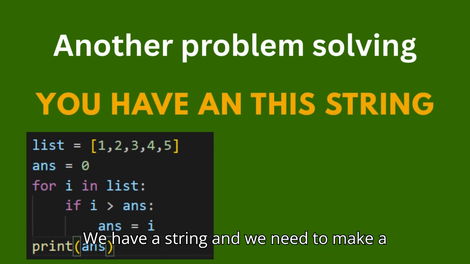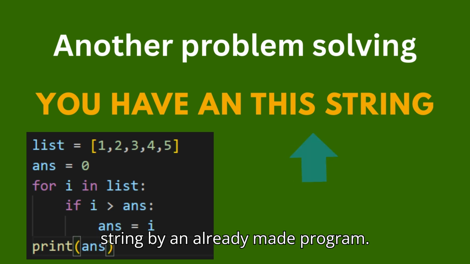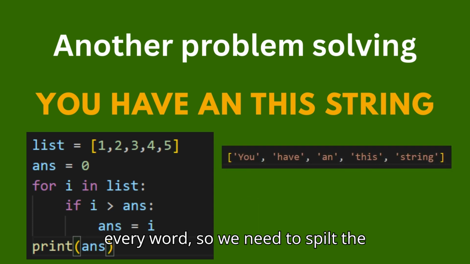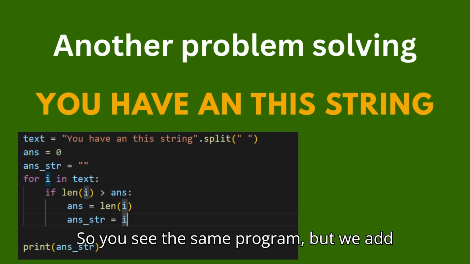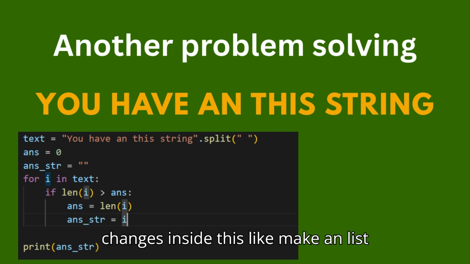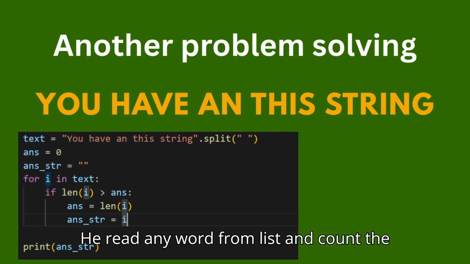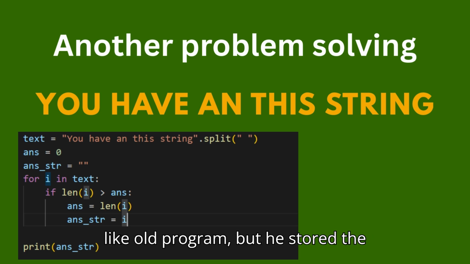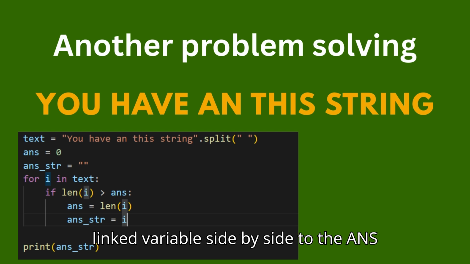We have a string and we need to make a program that finds the longest word in the string, using an already made program. You noticed the space that appears after every word, so we need to split the string to make it a list. So you see the same program, but we add changes inside it, like making a list from the string and a variable to store the highest length word. It reads each word from the list and counts the word's length, and the rest is the same process as the old program, but it stores the current highest length word in the ans length variable side by side with the ans variable.